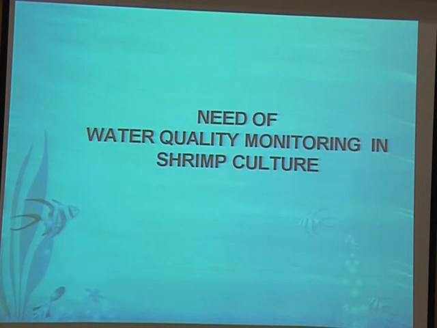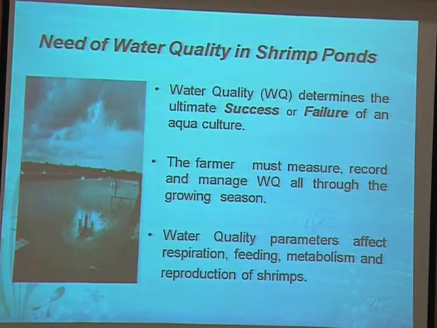First, we will see what the need is. What is the need of water quality monitoring for shrimp culture? The success or failure of aquaculture purely depends upon the quality of the water. The water quality parameters affect the respiration, feeding, metabolism, and reproduction of the shrimps. The farmer has to measure, log, which means store, and monitor always from the starting to the ending of the crop. Crop means the starting to ending of the shrimp growing.